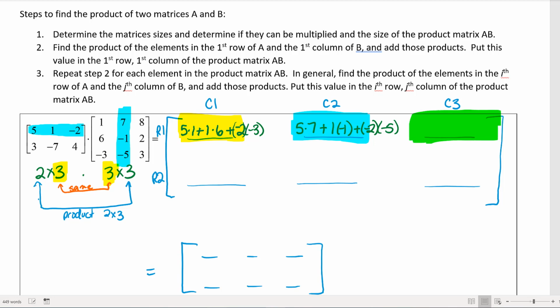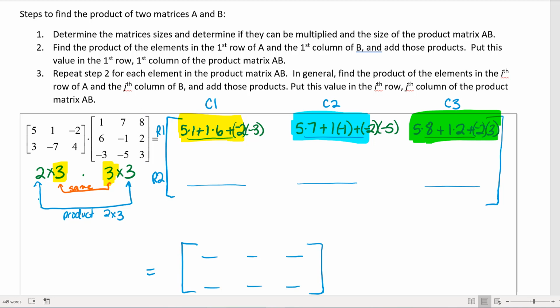So next I'm looking for the first row, third column. I'm going to highlight that in green. So I'm going to erase my blue highlights. Because I'm looking for the first row and the third column, I'm going to highlight the first row and the third column. And now I can go back and multiply those values. So we have 5 times 8, which is the first elements, plus 1 times 2, which are the next two elements, and then -2, which is the third element in the row, by 3, which is the third element in the column.